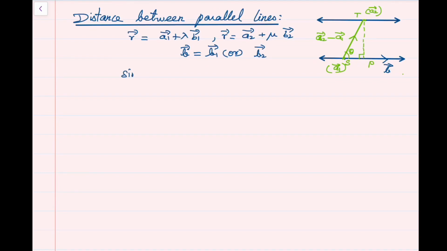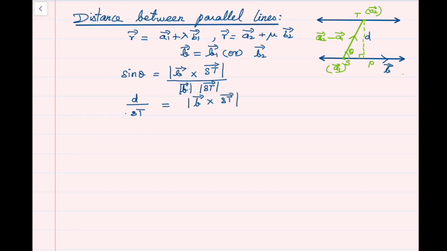We know the sin theta formula using cross product. So, sin theta is equal to the magnitude of vector B cross vector ST divided by the magnitude of vector B times the magnitude of vector ST. And sin theta from that right triangle TPS is opposite by hypotenuse, d by ST, which is equal to the magnitude of vector B cross vector ST divided by the magnitude of vector B times the magnitude of ST.